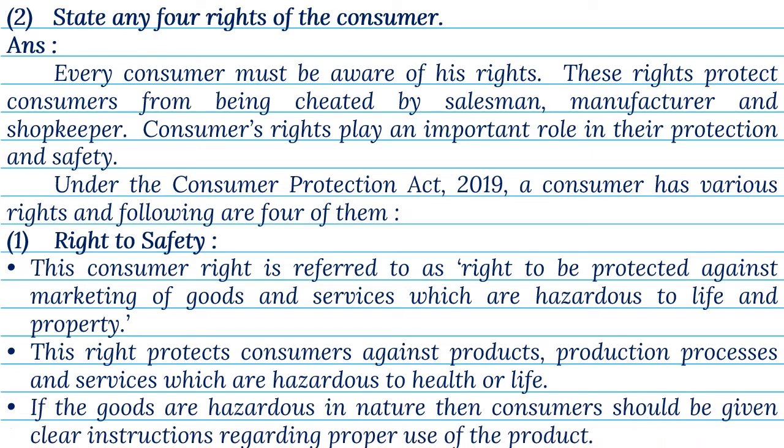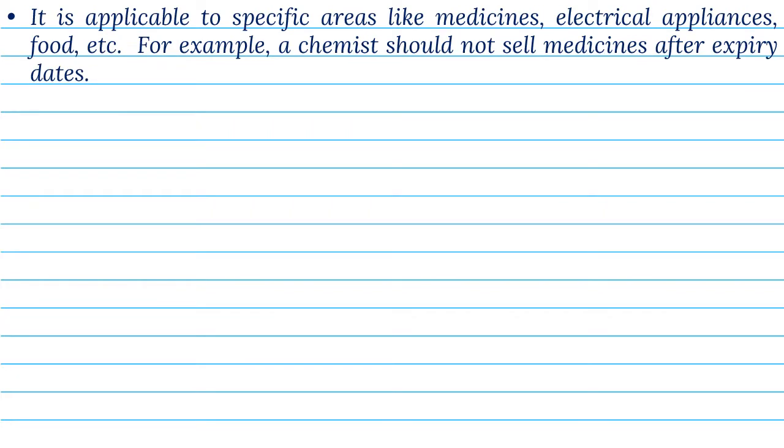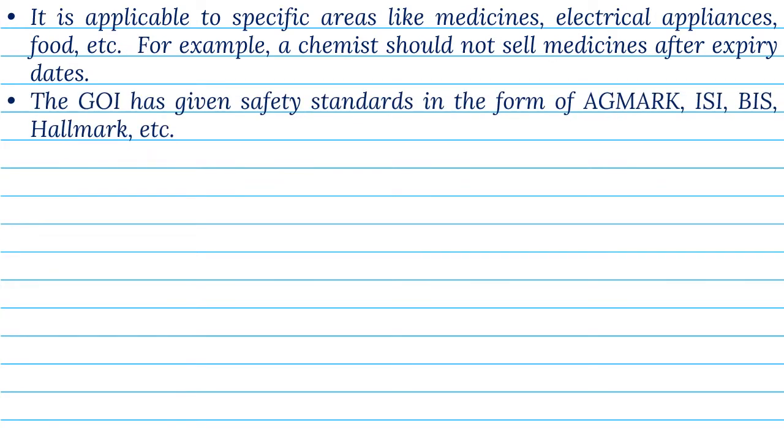If the goods are hazardous in nature, then consumers should be given clear instructions regarding proper use of the product. It is applicable to specific areas like medicines, electrical appliances, food, etc. For example, a chemist should not sell medicines after expiry dates. The GI has given safety standards in the form of AgMark, ISI, BIS, Hallmark, etc.